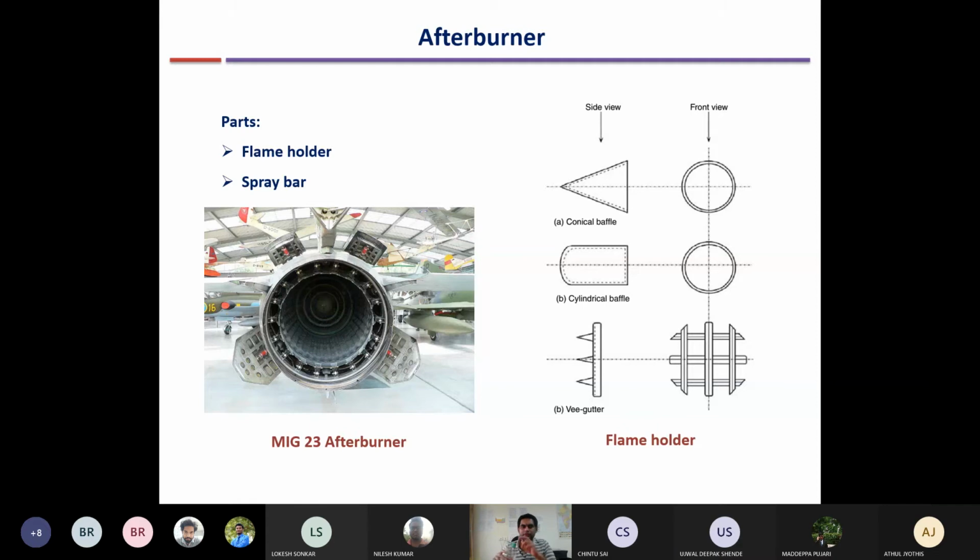Because turbine blade restriction is not there. Because there are no turbine blades subsequent to the combustion chamber after the afterburner. So after the combustion chamber, there are turbine blades, but after the turbine, then there is the afterburner. After there, only the nozzle is present. So if you design the nozzle with good materials, you can sustain very high temperatures in the afterburner.